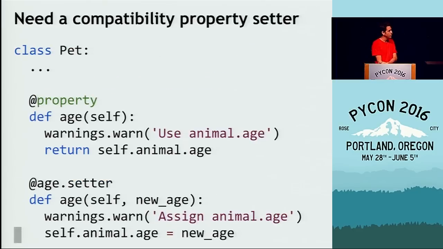And so you actually need to use property's extra bit here called setter. It's built into Python, built into the property decorator. And you would add another compatibility property for set. And that would take the new age that the pet has, and it would forward that assignment down into the inner class of the animal. It would also issue a warning.